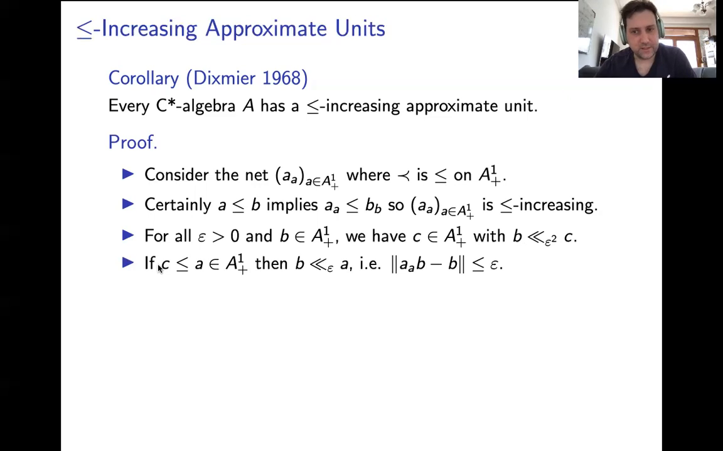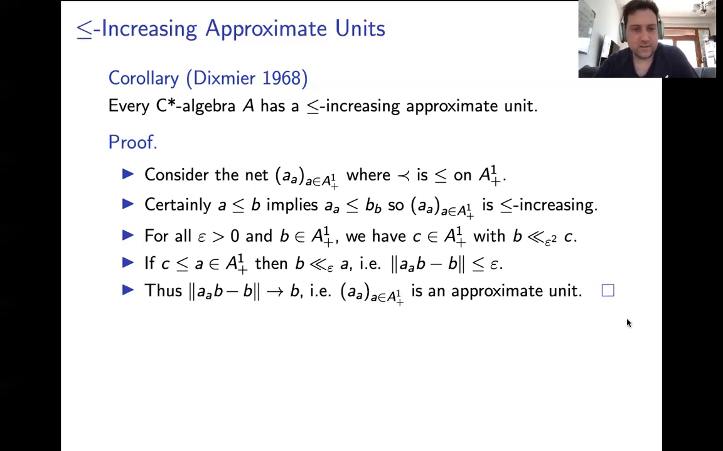Well, if A is above C and C almost dominates B with a lower epsilon squared, then this other auxiliary result says that A must therefore almost dominate B, with a much lower epsilon. In other words, this holds, which is exactly what you need to show that these A's are indeed an approximate unit. So great, we've got a slightly better approximate unit than we started with before.